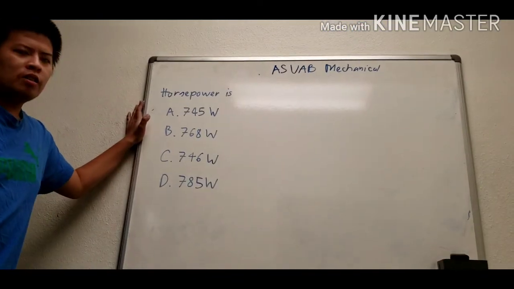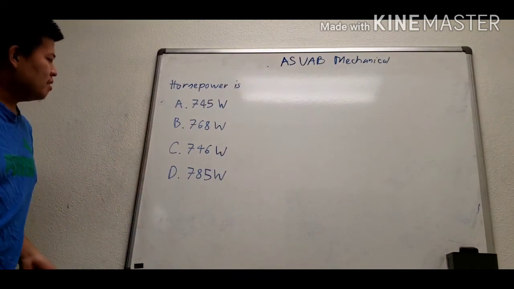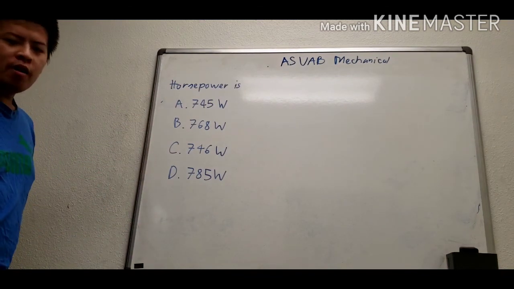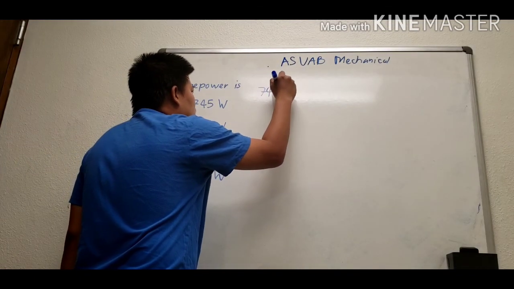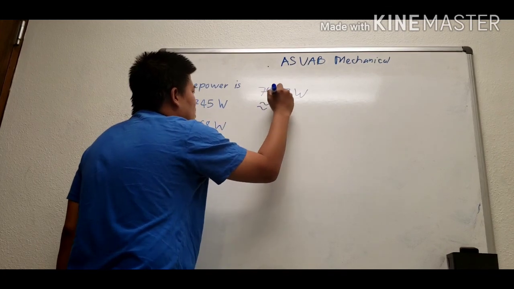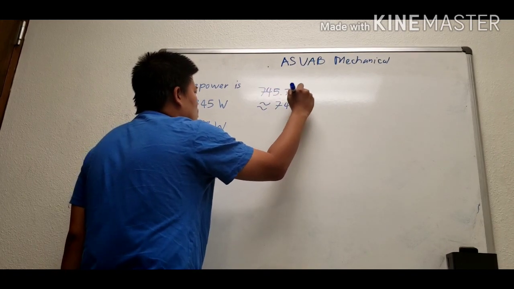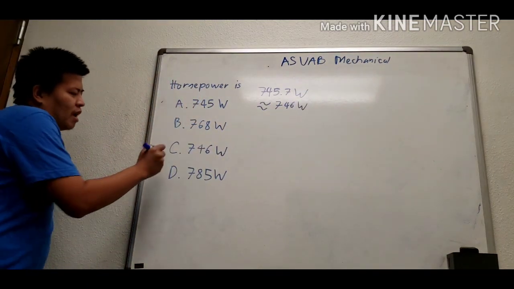Last, horsepower is, so they will provide A, B, C, D. So we know that the horsepower is about 745.7 watts, or approximately 746 watts. So the answer for the question is C.